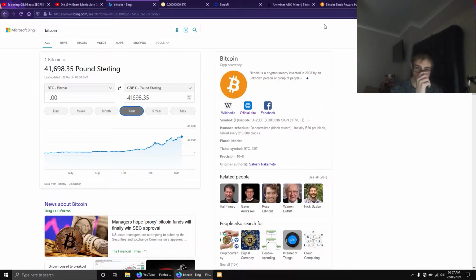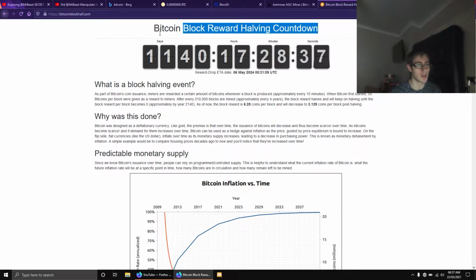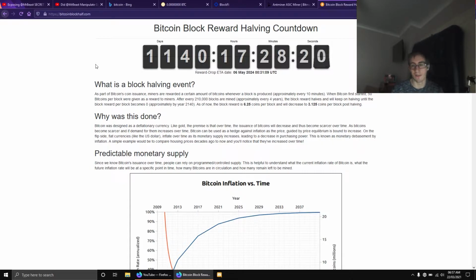Now, over the years, Bitcoin has gotten harder and harder to mine, the more it's been worth. This is the Bitcoin block reward halving countdown. Back in the day, the reward used to be quite a lot. Now it's only 6.25 coins per block. You're probably thinking, oh, that's pretty decent actually. 6 Bitcoin, that's 6 times 40K, that's quite a lot of money. But here's the thing, it takes a while to mine these blocks. There's only 21 million Bitcoin that will ever be created in the history of, well, the world basically.